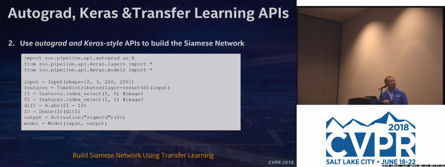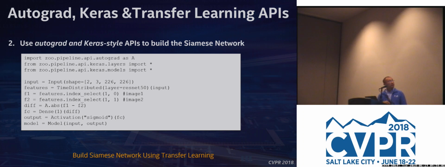In this case, we actually use a time distributed layer, which is the same as the time distributed layer in Keras. You can build the features. So the features is essentially, again, you can do an index select from the feature, which is the feature for the first image, and this is the feature for the second image, and then you can compute the absolute of the difference of those two features. So basically using an autograd operation to do that, and then finally you can build a model.